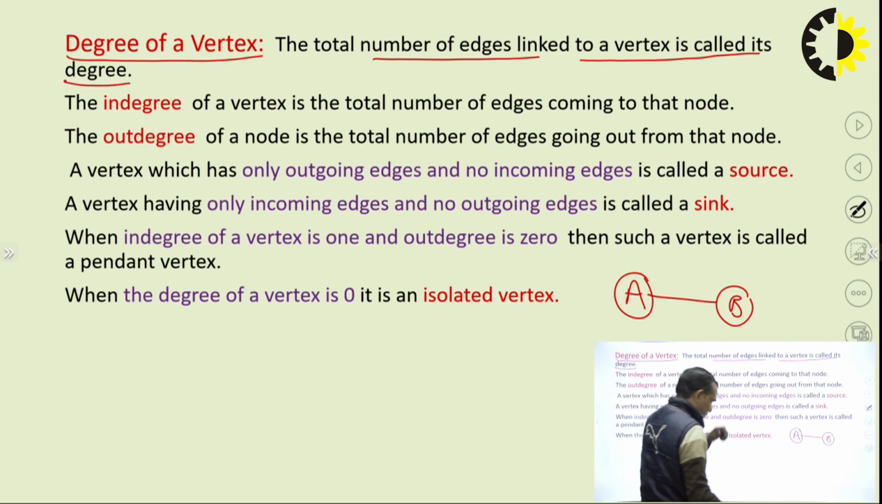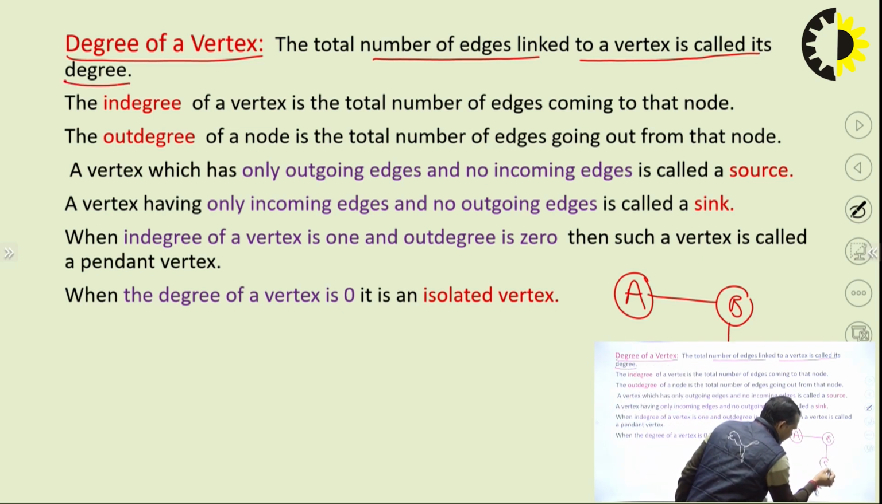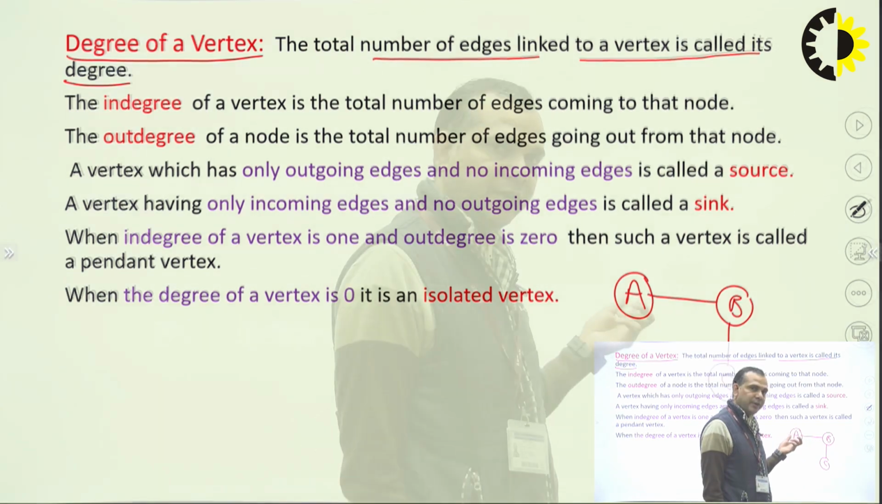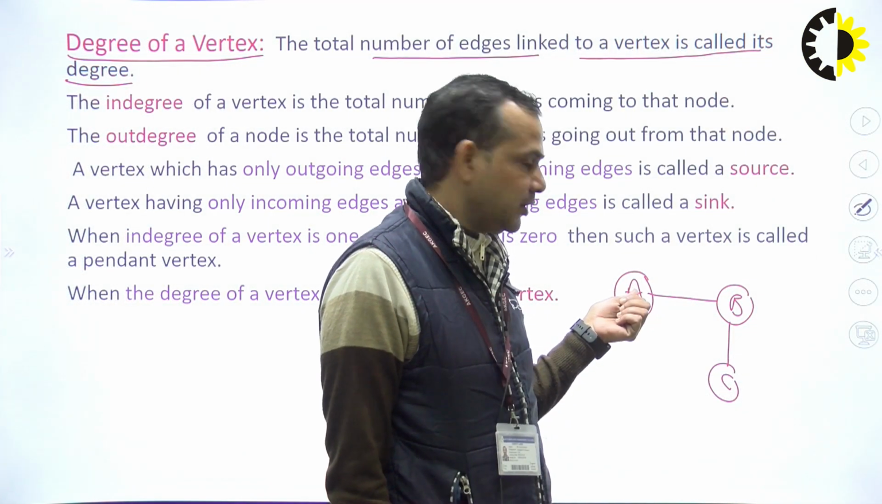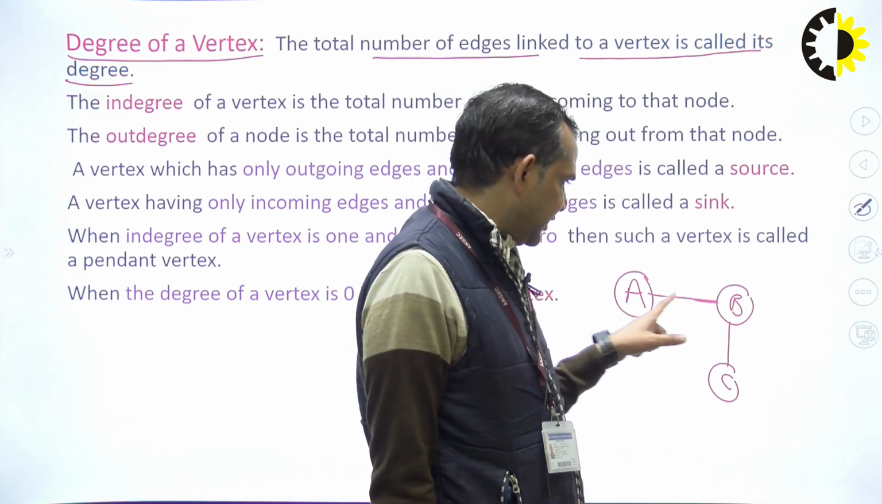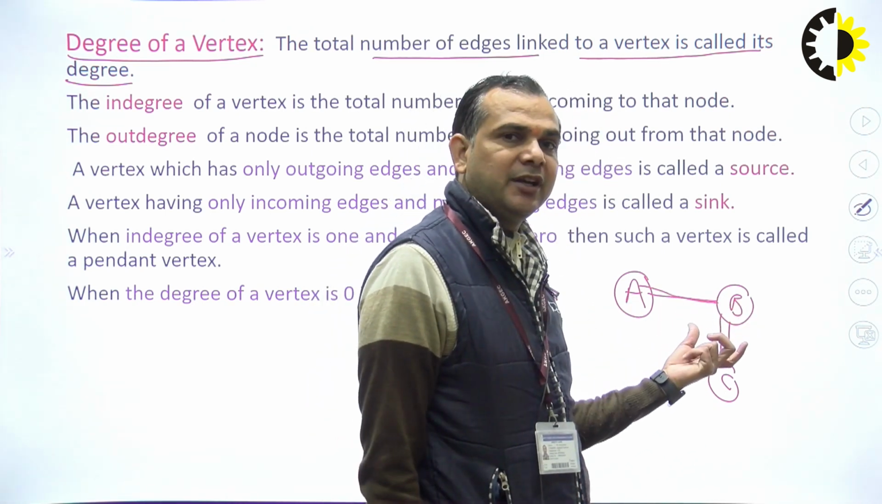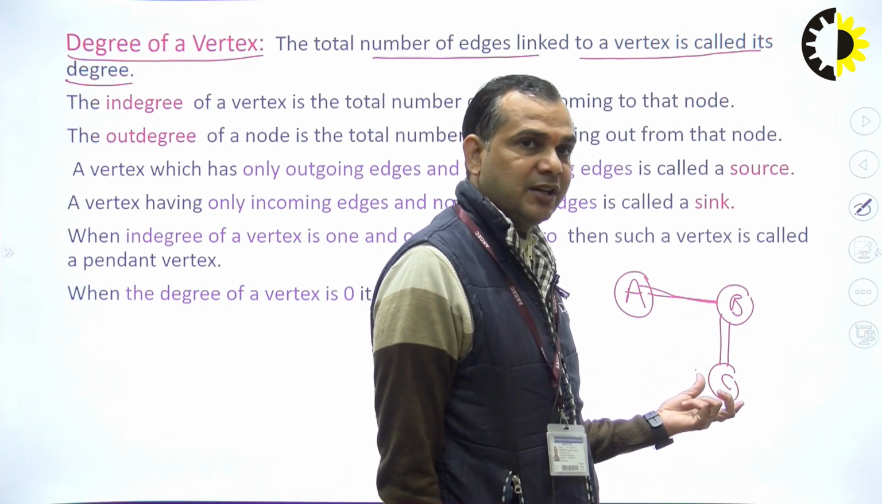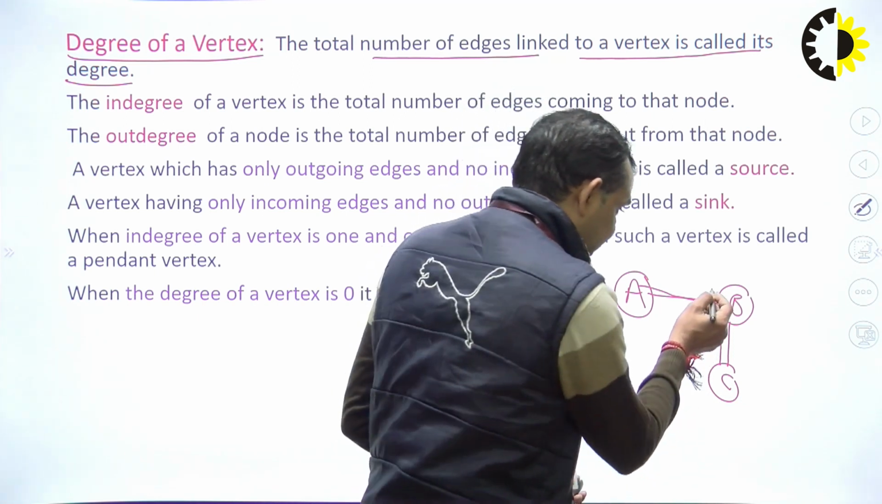If I am taking this graph, what is the degree of vertex A? How many edges pass from A? That is one. So the degree of vertex A is one. Degree of B, how many nodes? That is one and that is C. So what is its degree? That is two. What will be the degree of C? That is one.